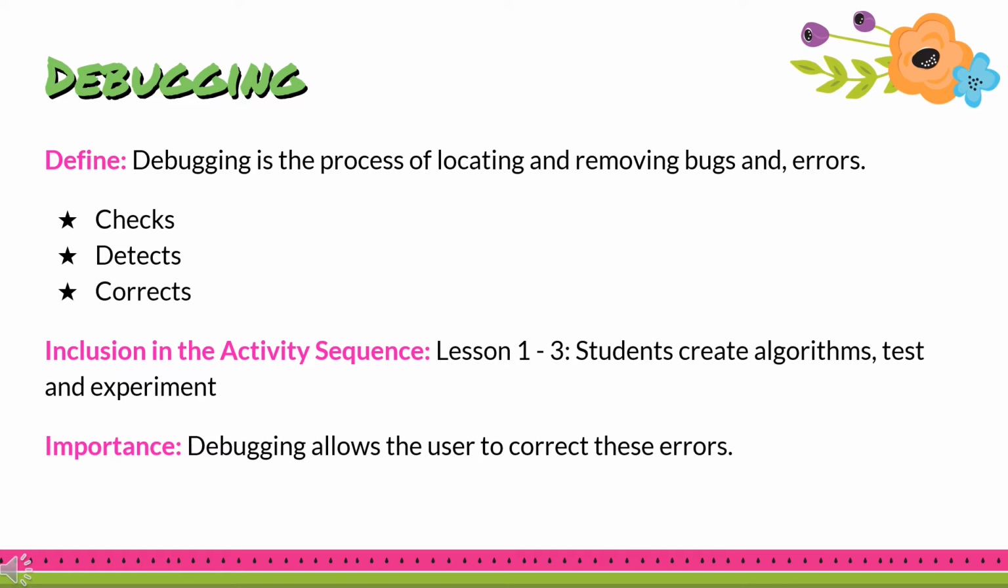Debugging is the process of locating and removing bugs and errors. This process allows for checks, detections, and corrections of errors. Debugging is found in all lessons where flowcharts are used as students can experiment and make changes whenever errors occur. It allows a user to simply correct these errors and make adjustments.